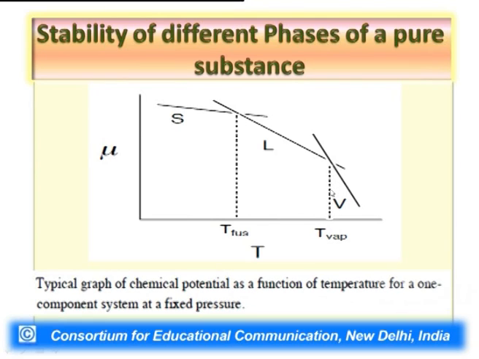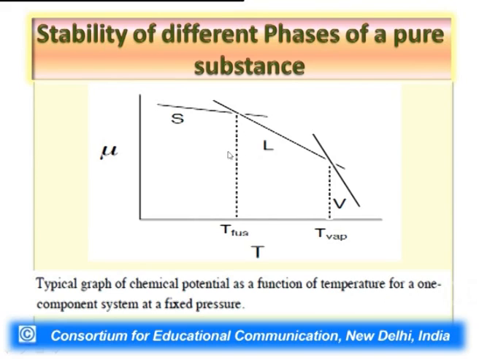Now similarly we can understand that the chemical potential versus temperature curve of liquid phase intersects with the chemical potential versus temperature curve of vapor phase at a temperature at specified external pressure. That temperature is called T-vap, or the vaporization temperature, also called boiling temperature. So here we will observe boiling at T-vap, and at T-fus we will observe melting.